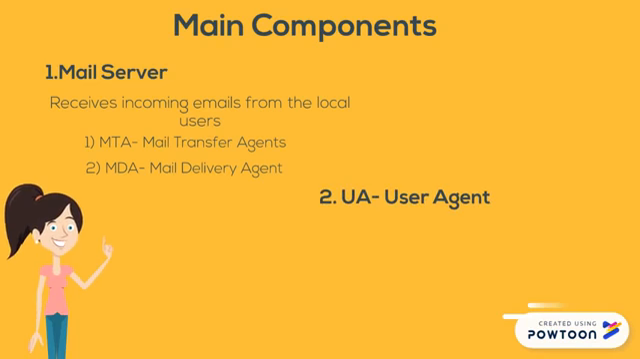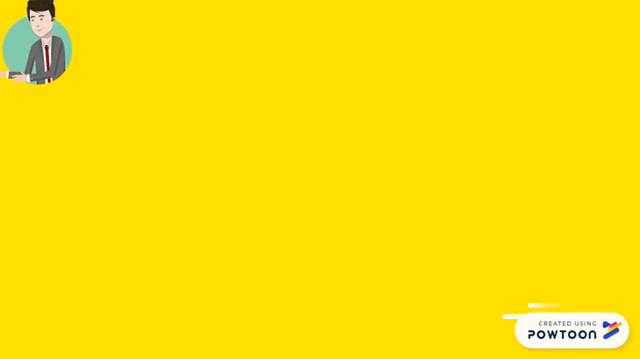Second, user agents. They are the interfaces through which the user can create an email. They are application based as well as web based. Application based includes services like Outlook, whereas web based includes services like Gmail. Let's dig into the main working.